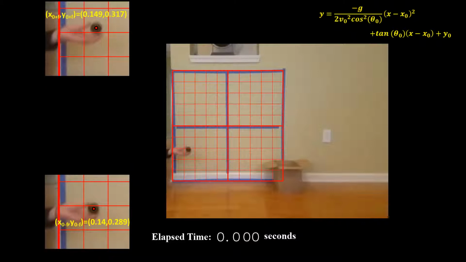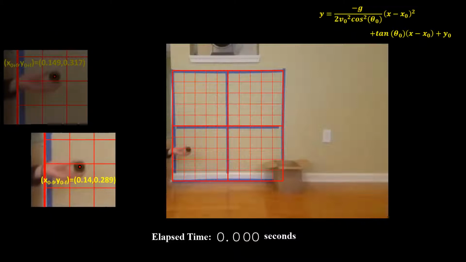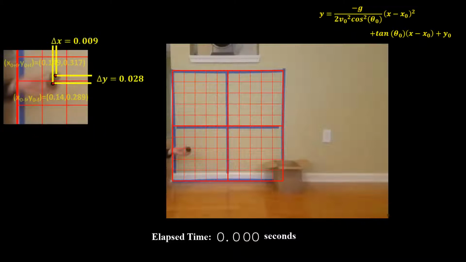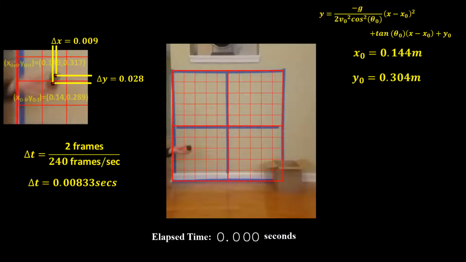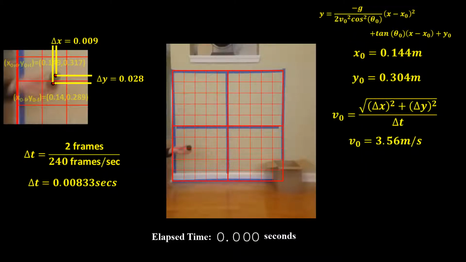We now overlay the before and after frames on top of each other. By measuring the pixels in reference to the red grid, we can measure delta y and delta x. And since they're 2 frames apart at 240 frames per second, we can now calculate delta t by dividing 2 over 240. We can now calculate the initial velocity using this equation, and the initial angle by taking the inverse tangent of delta y over delta x.